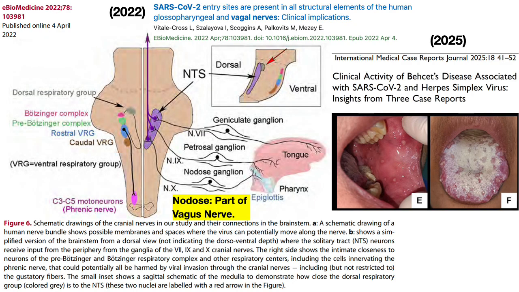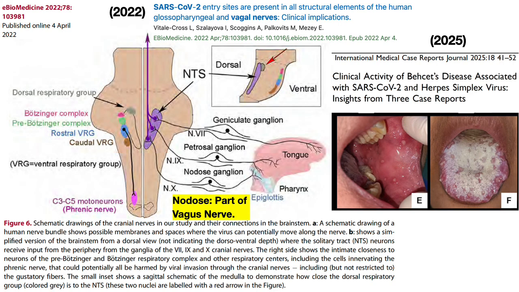And so here, bringing these elements together: SARS-CoV-2 entry sites are present in all structural elements of the human glossopharyngeal and vagal nerves, clinical implications. And this diagram helps illustrate that you have an organ, in this case the tongue, or the pharynx, or the epiglottis, and these portions of the oropharyngeal cavity and its organs are innervated by different cranial nerves. The 7th, the 9th, the 10th.